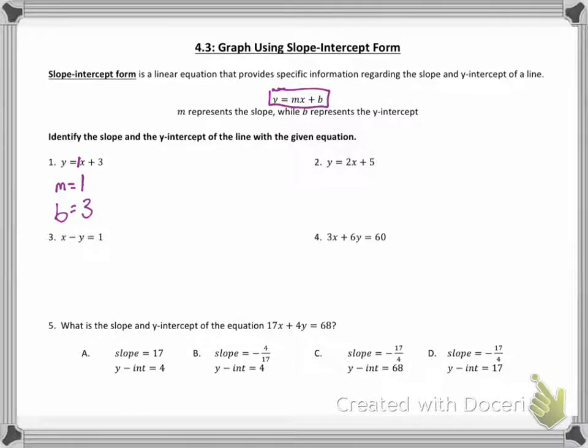So my slope is 1, my y-intercept is 3. Second problem set up the same way. Y equals 2x plus 5. My slope is 2, my y-intercept is 5.